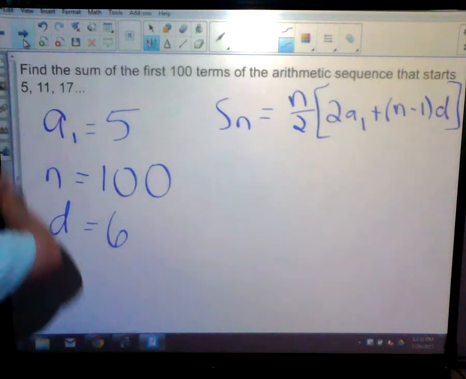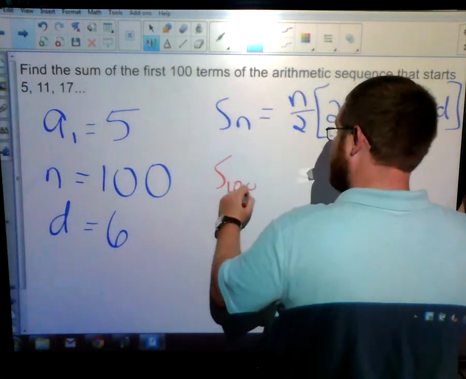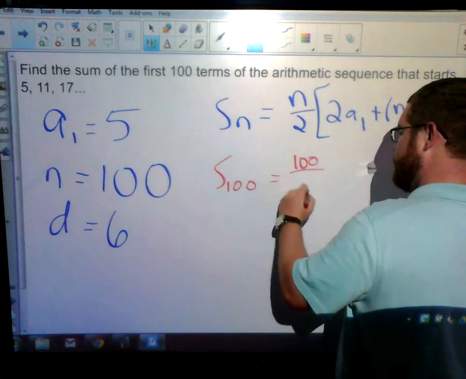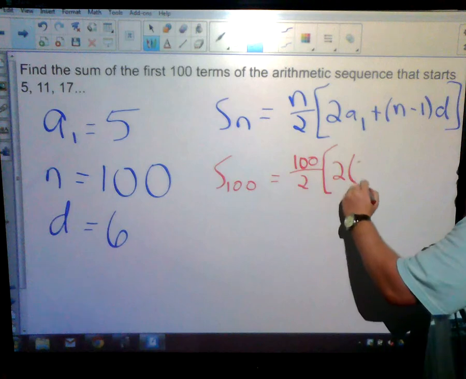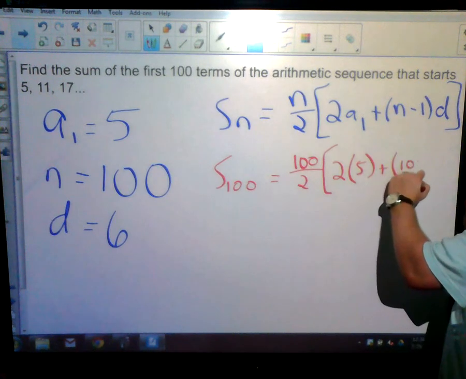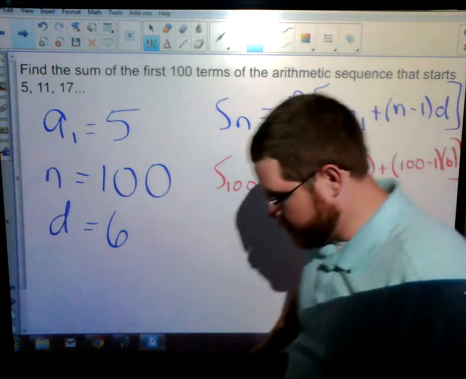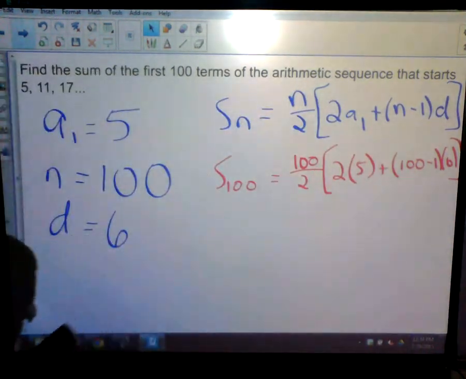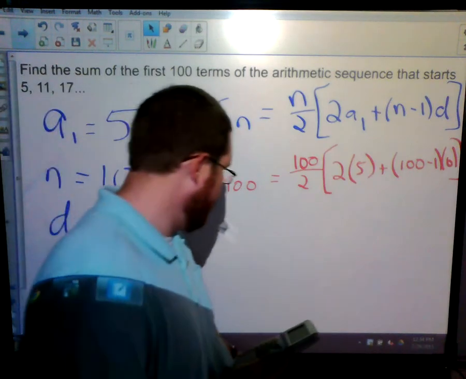Yep. Plug in what I know. S of 100 equals 100 over 2, 2 times a sub 1 is 5 plus 100 minus 1 times 6. Grab your calculator and plug all that in. You get 30,200.